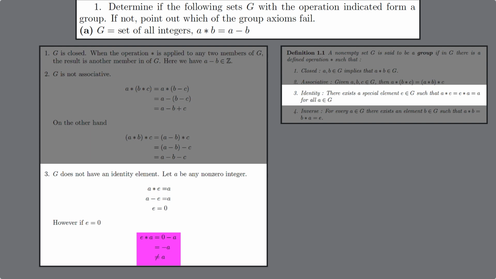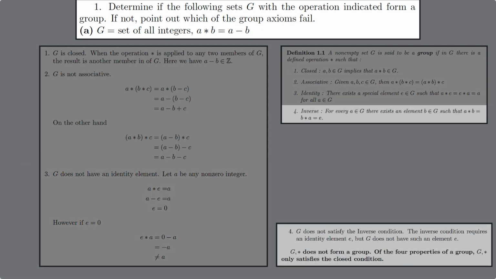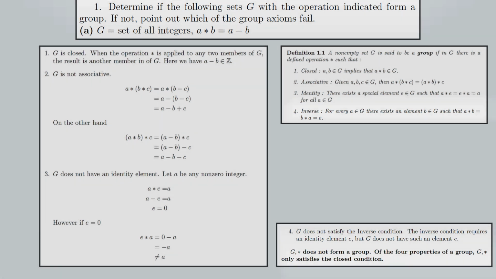And now condition 4, we need an identity element in order to even check this condition. So whenever you don't have an identity element from condition 3, you automatically know you can't have the inverse condition. So we conclude that G and this operation star, where G is the integers and star is subtraction, is not a group, and in fact the only property of a group that holds is the closed condition.